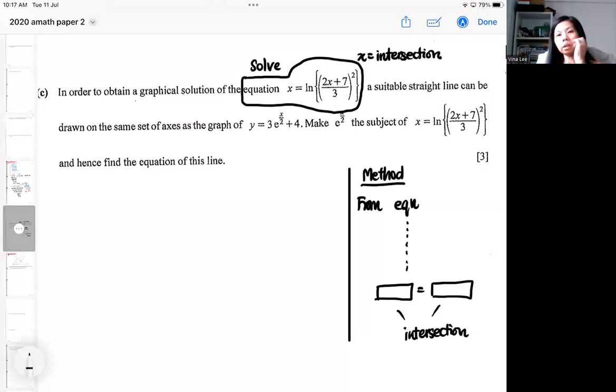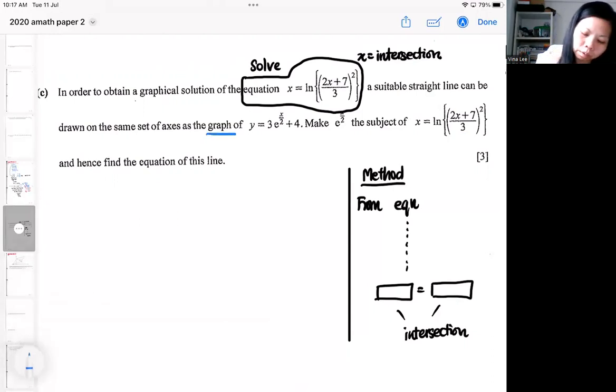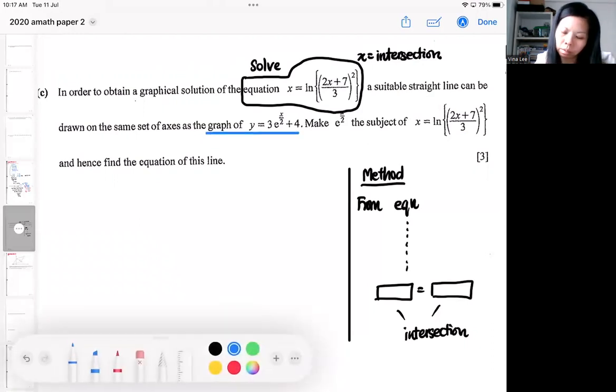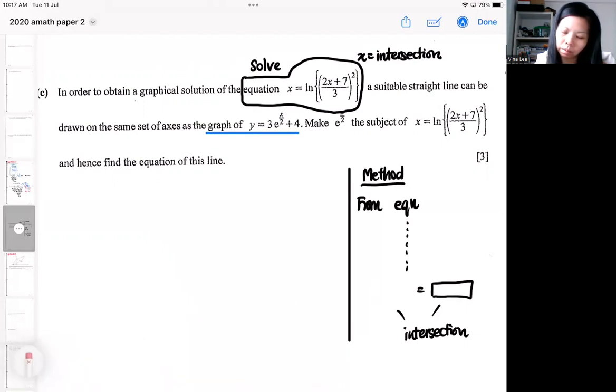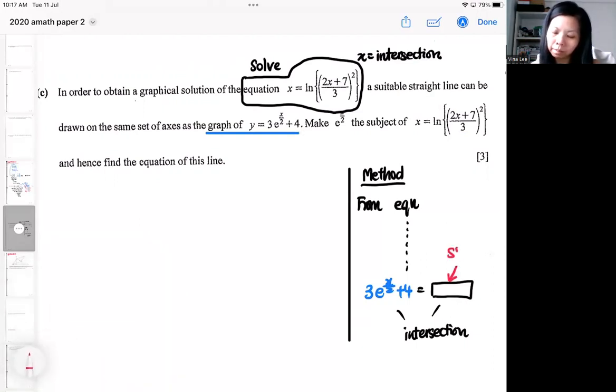So usually they will have one graph that is already given. Like in this question, the graph that is already drawn, supposedly you imagine a graph that has already been drawn. I will manipulate the equation until I get the graph. And usually this will be the other straight line that you will obtain to intersect with the graph. So that is the big picture first.